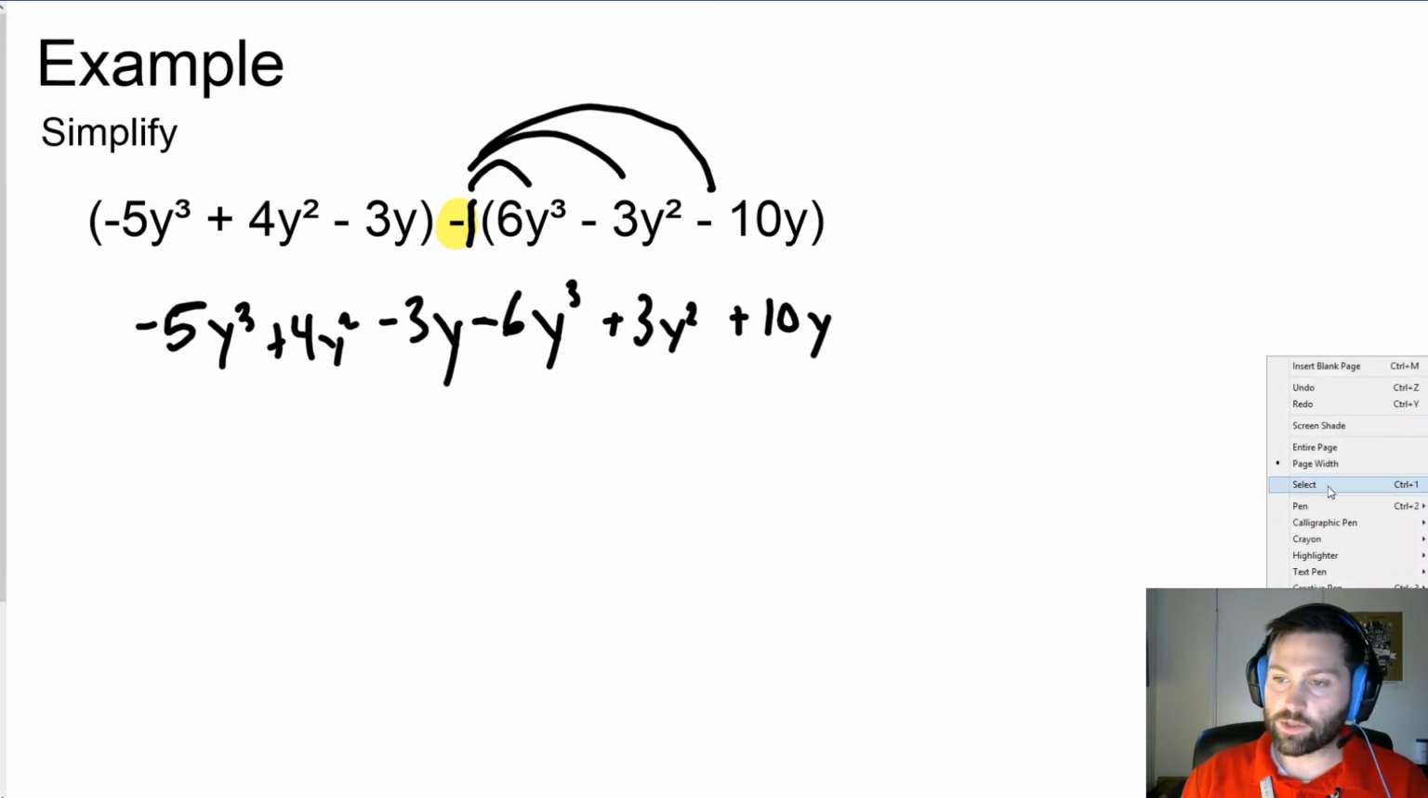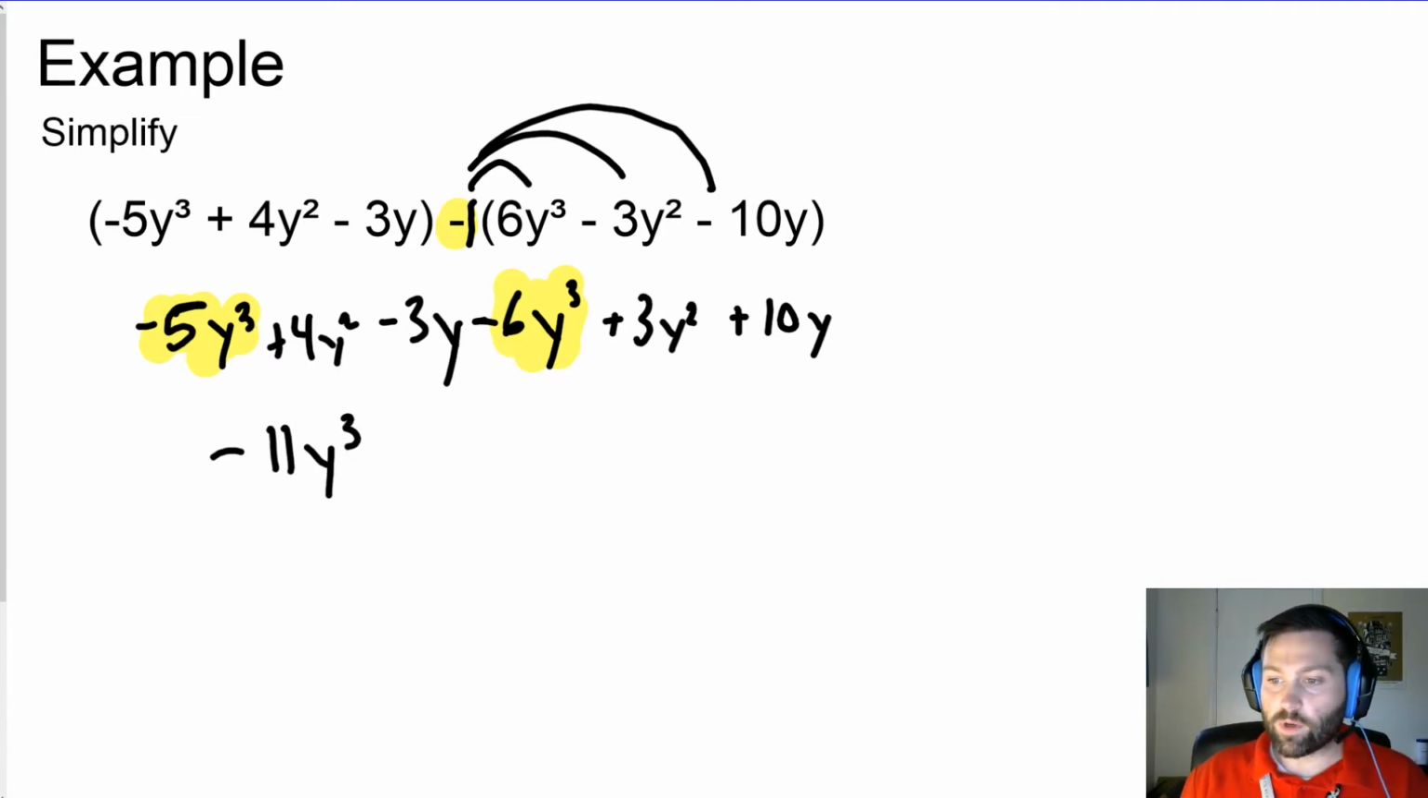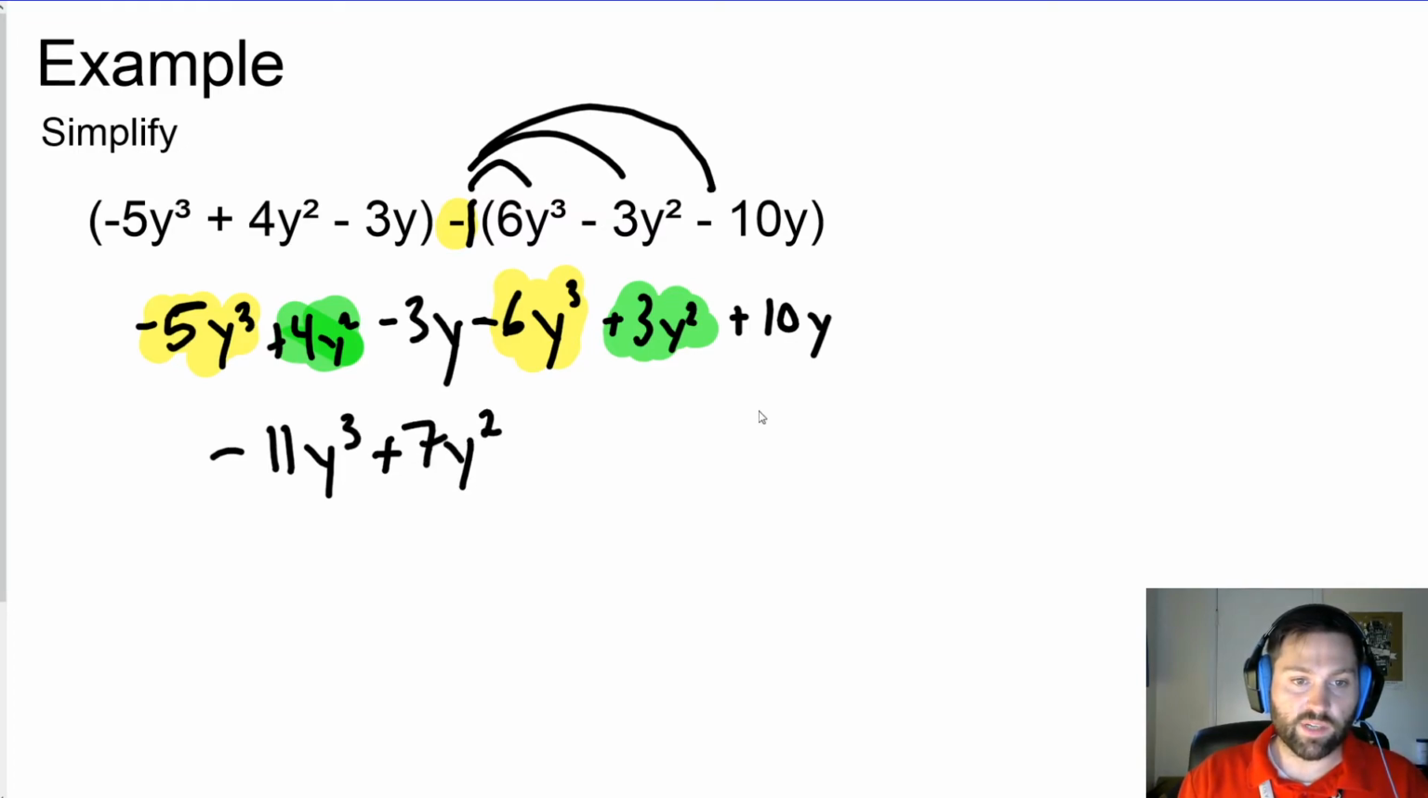So I'm going to use my highlighter to highlight the like terms. So I have this here combined with negative 6y to the third power. And that's going to go ahead and give me negative 11y to the third. So then I'm going to move to the next highest power, and again use my highlighter here to highlight the positive 4y squared and the positive 3y squared, which when combined would be positive 7y squared. So I will write plus 7y squared.